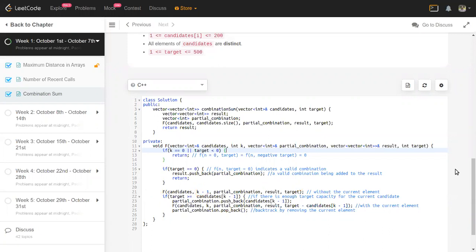But yeah, for the other path, there has to be a condition. The condition is: if we can add that candidate, then only are we going to consider it. So this is a condition where if the target has at least as much as the candidate's value, then only I'm going to call this one. Otherwise, there is no point in going to negative values.